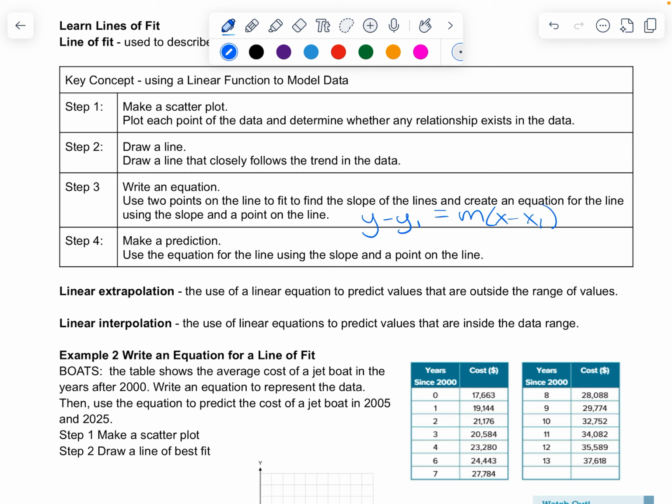So linear, I can't talk today, linear, oh my gosh, I can't even say the word today.